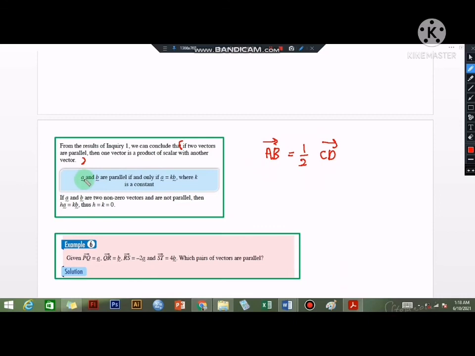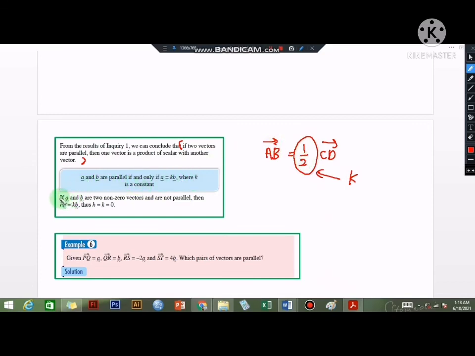So let's look at this one. Vector A and vector B are parallel if and only if vector A is equal to k vector B, where k is a constant. From here, and based on the inquiry we did already, this is the value of k, where k is a constant.